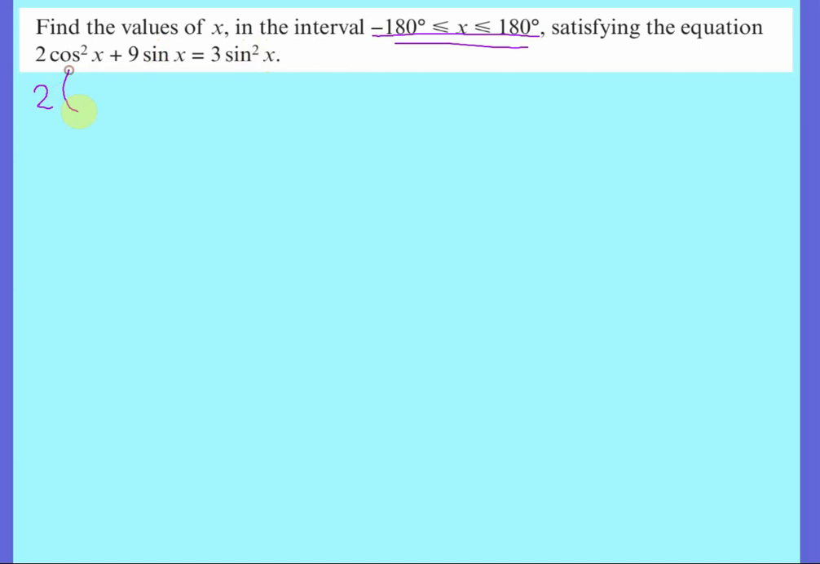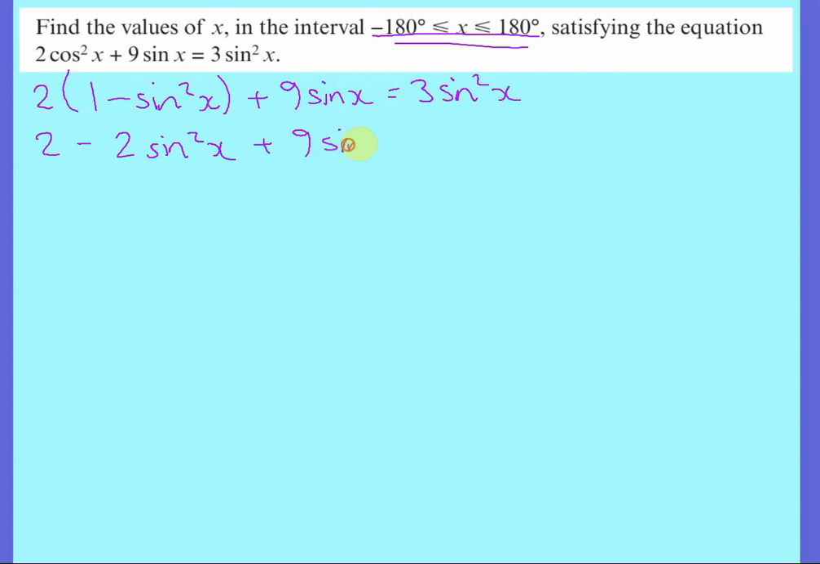So this is the same as 2 lots of 1 minus sine squared x plus 9 sine x is equal to 3 sine squared x. So if we expand the bracket, we get 2 minus 2 lots of sine squared x plus 9 sine x equals 3 sine squared x. Okay, so we've got a quadratic. It's a funky looking quadratic, but nonetheless, we're going to get everything on one side, because when we solve quadratics, that is what we do.